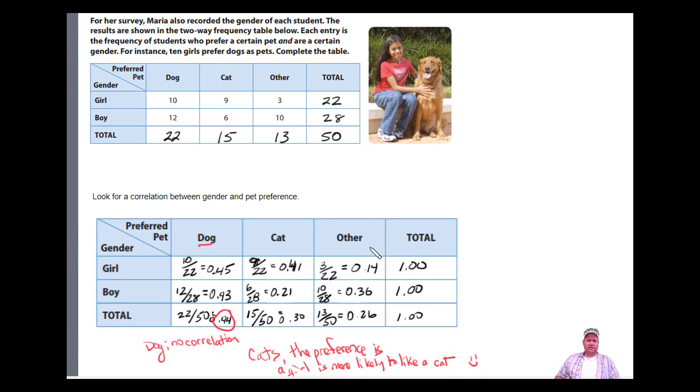Now let's take a look at the other category. Now 26% of all the respondents preferred other, but girls, only 14% wanted another pet besides a dog or a cat, and boys is significantly higher than this 26%. So there is a correlation between being a boy and liking other, meaning if you're a boy, you're more likely to prefer other than the general population of students that responded.